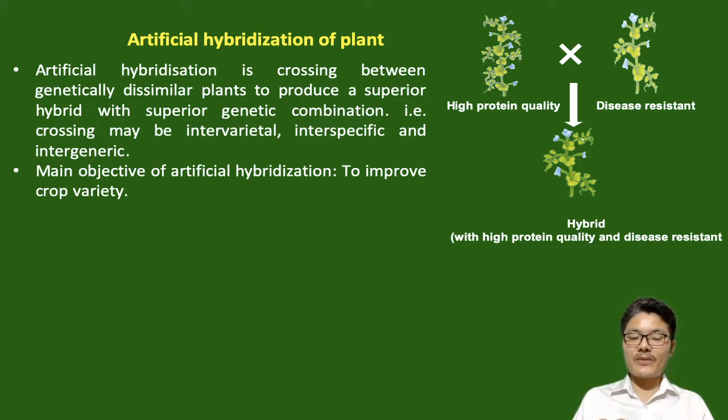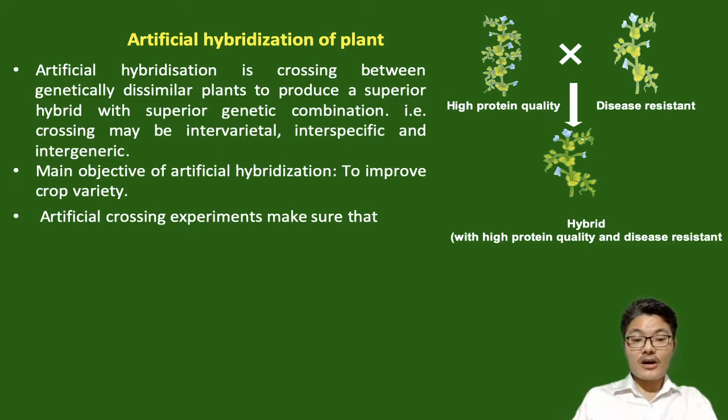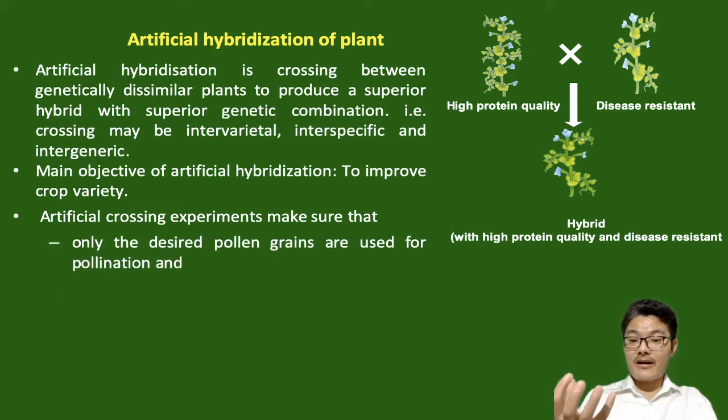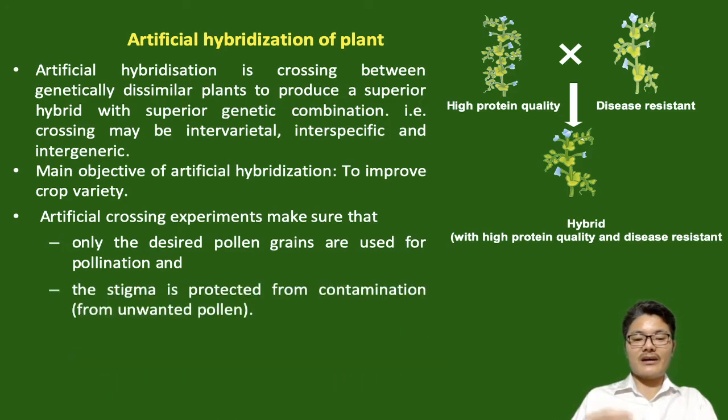Along with that, we are indirectly producing rice seeds which have more ability to survive, which are more viable. So the main objective of artificial hybridization is to improve crop variety. Now these techniques usually make sure that desired pollen grains are transferred, and the stigma is protected from contamination by unwanted pollen grains.